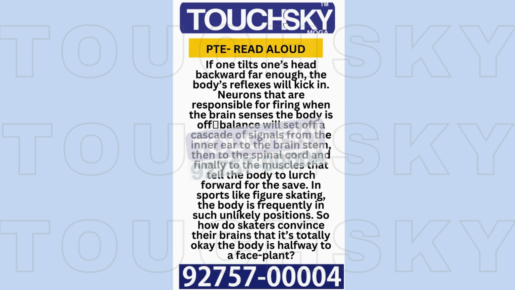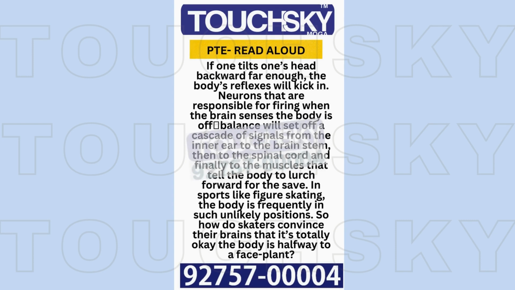Neurons that are responsible for firing when the brain senses the body is off balance will set off a cascade of signals from the inner ear to the brain stem, then to the spinal cord, and finally to the muscles that tell the body to lurch forward for the save. In sports like figure skating, the body is frequently in such unlikely positions. So how do skaters convince their brains that it's totally okay the body is halfway to a faceplant? If one tilts one's head backward far enough, the body's reflexes will kick in.